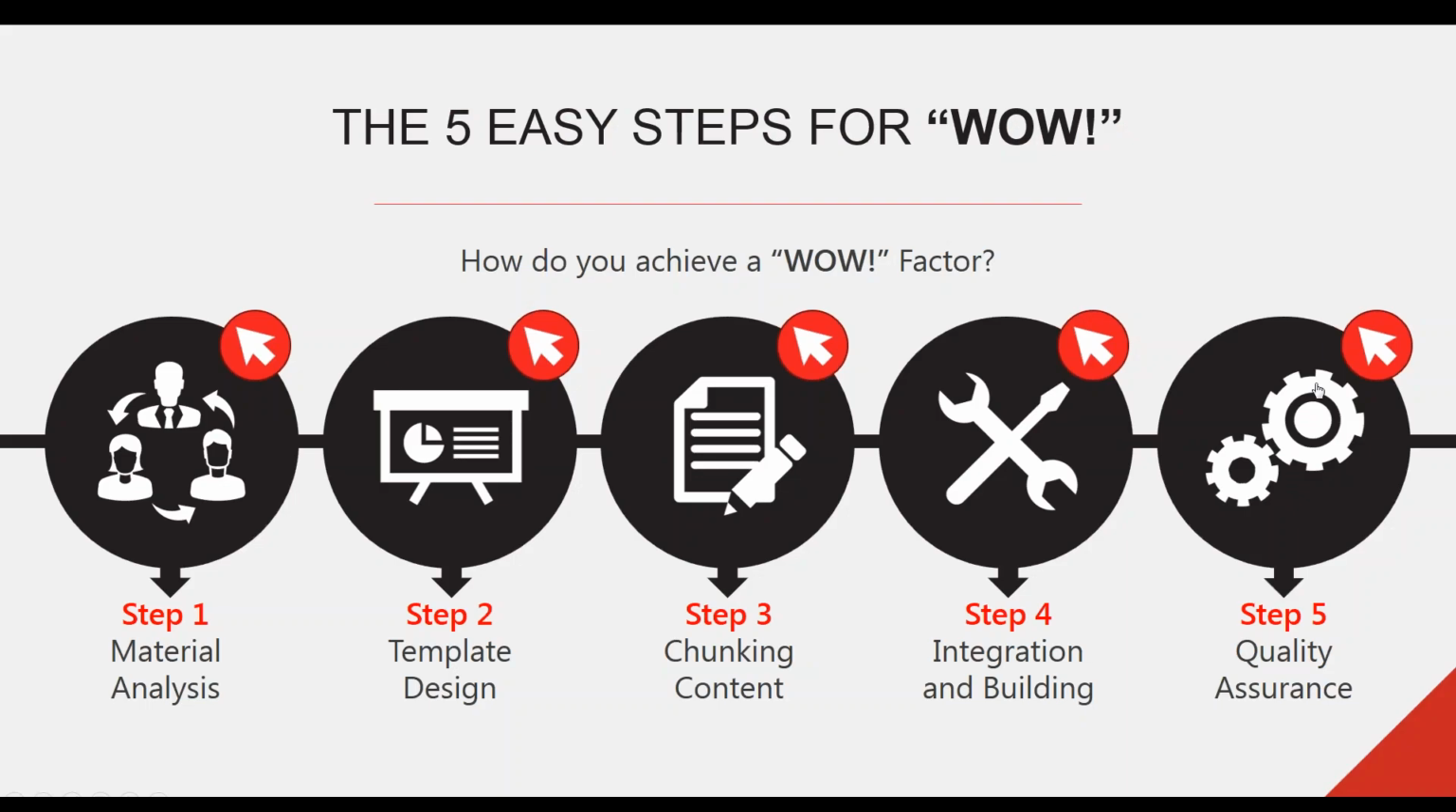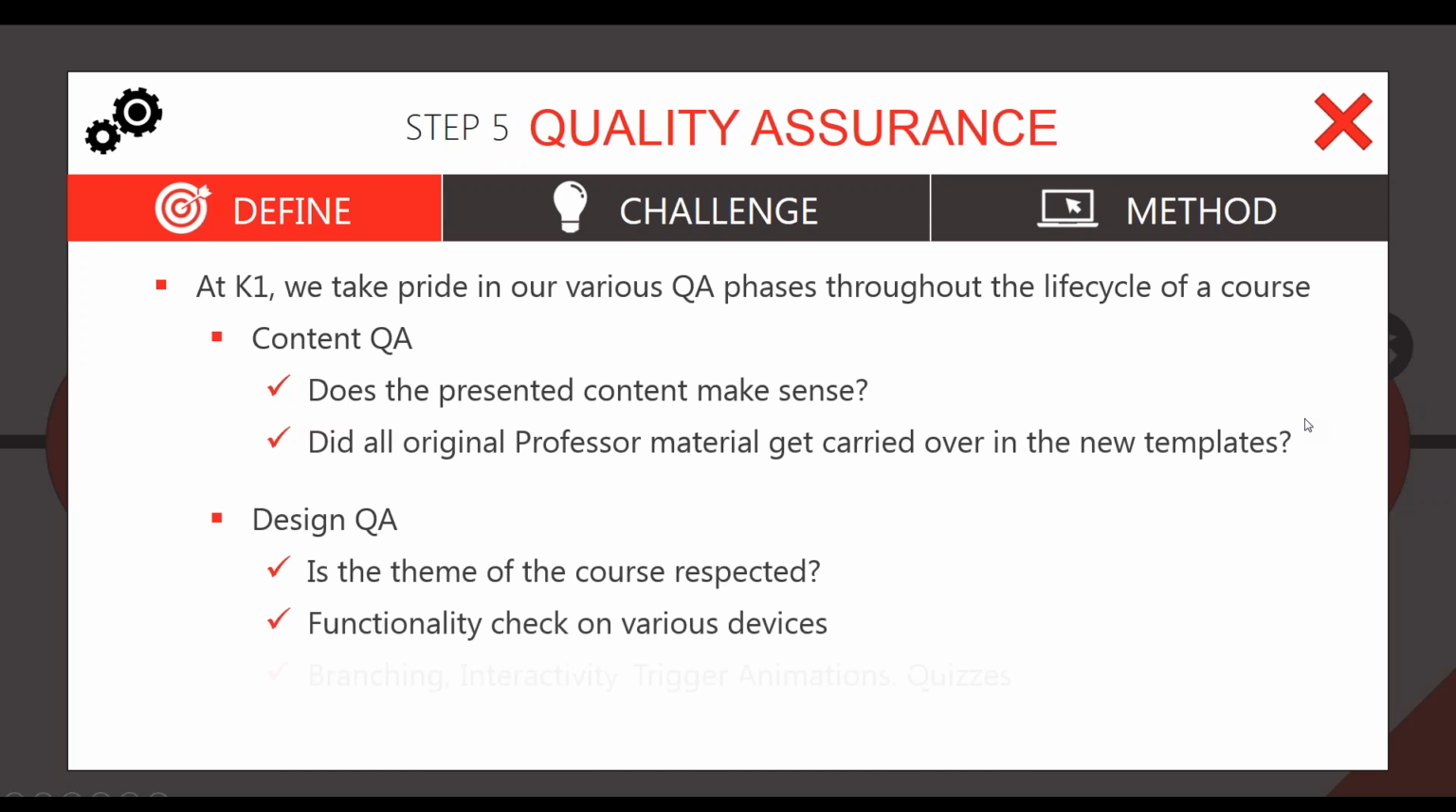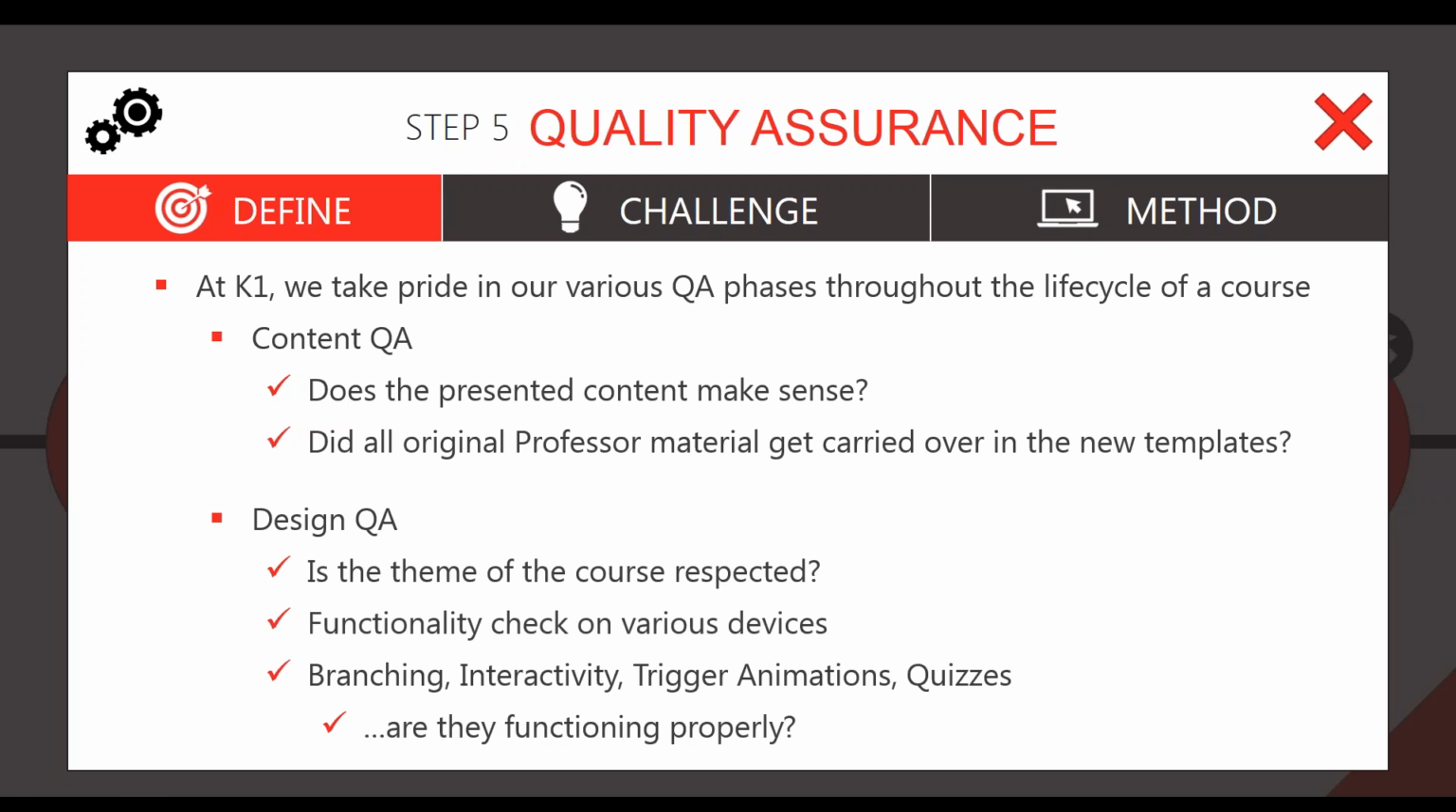So that brings us to our last step, which is the quality assurance. We take pride at K1 in many different QA phases throughout the life cycle of a course. We don't want to wait until the end and then realize there's so much rework to do that it blows up the timeline, and it makes us put more hours on the project that we might not have necessarily had to begin with. So we like to do a content QA on every PowerPoint that we produce as it's being done. So it's more of a staggered waterfall approach.